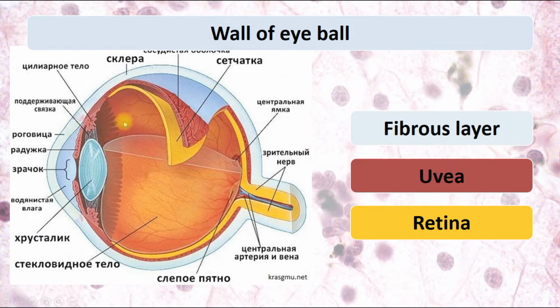And also we have inner structures. We have the vitreous body. We have the lens. And also there are chambers, anterior and posterior chamber. The anterior chamber of the eyeball is located between the cornea and iris. And between the iris and lens we have the posterior chamber. They are filled with fluid. And also we have the optic nerve.